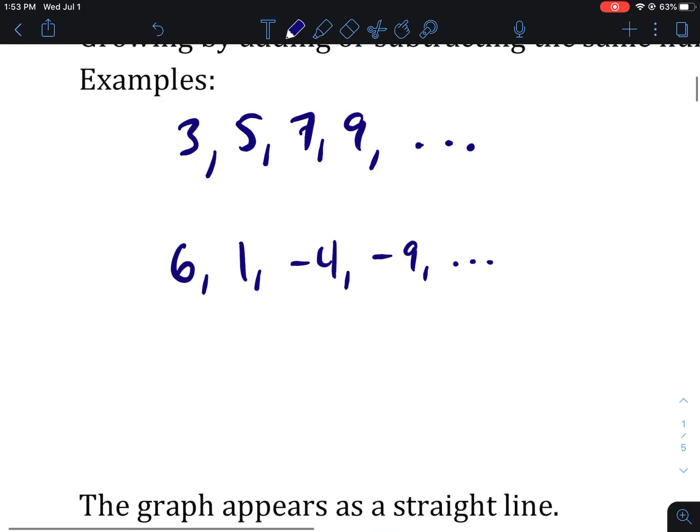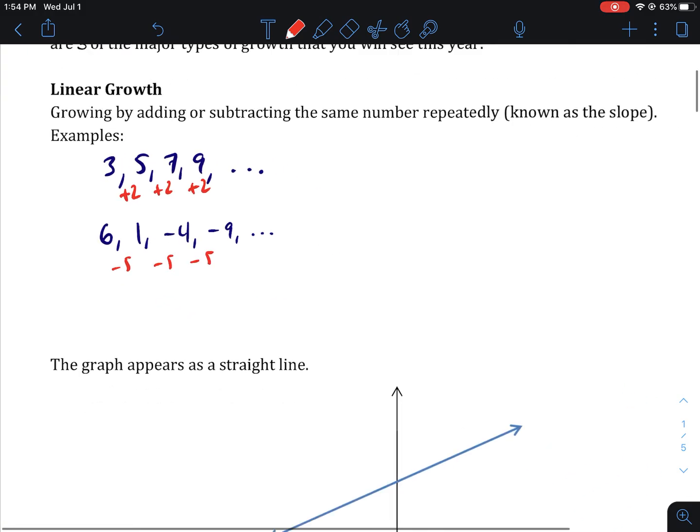Some examples here, obviously you can see in this case the pattern is adding by 2's over and over again, and assuming that pattern holds, that's a linear growth. In this case, this one's subtracting by 5's over and over again, so once again that would be considered linear.